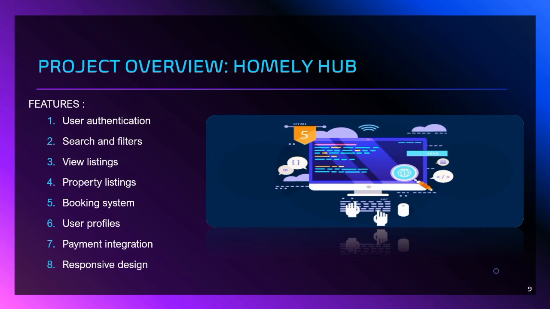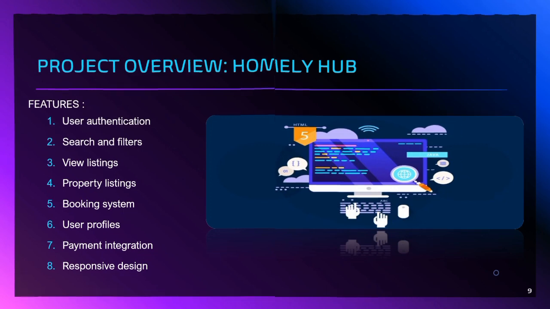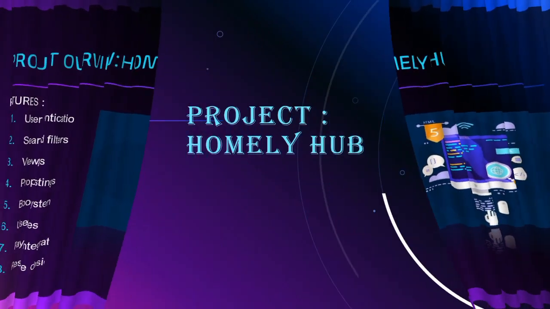User profile. Implementing the user profile where individuals can manage their profile, update personal information, and track their property listing activity. Payment integration. Integrate a secure payment gateway to handle transactions, allowing users to make reservations and property owners to receive payments efficiently. Responsive design. We have constructed the project in a responsive way, so let's see our project Homely Hub in VS Code.